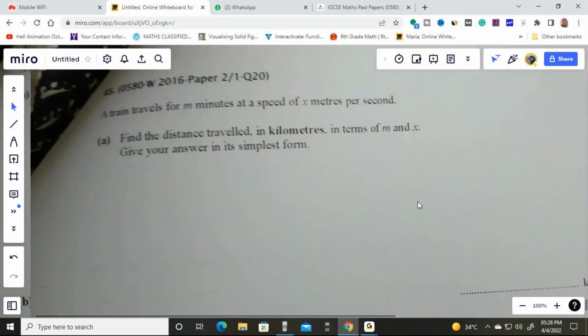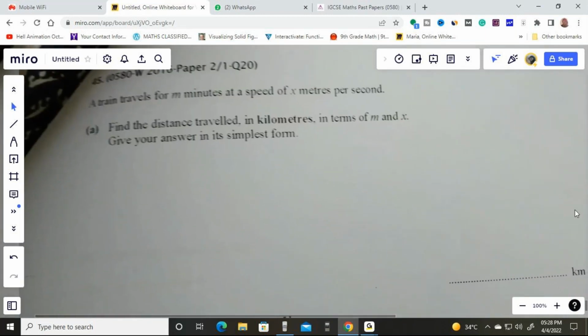A train travels for m minutes at a speed of x meters per second. This is your time, and this is your speed. I need to convert my time into seconds because speed is expressed in meters per second. Find the distance traveled in kilometers in terms of m and x. Give your answer in its simplest form.